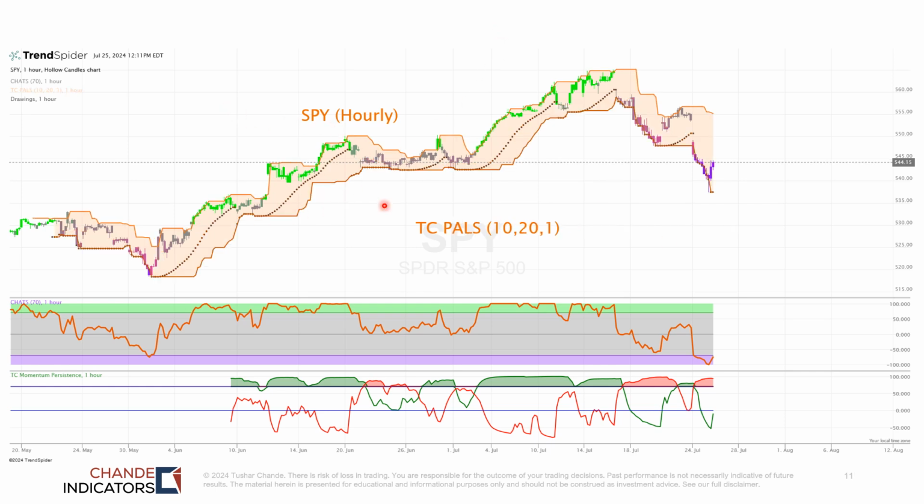SPY hourly with the TC PALS exit. Main trend here, exited there, would have had to re-enter and exit there. And again, this would have given us multiple exits in the prior uptrend.